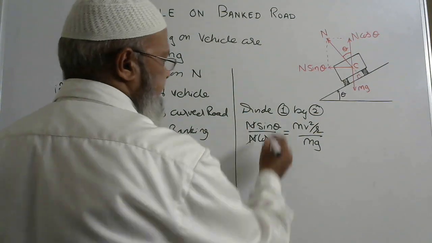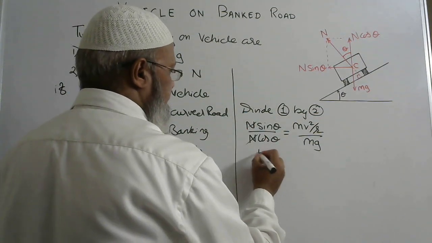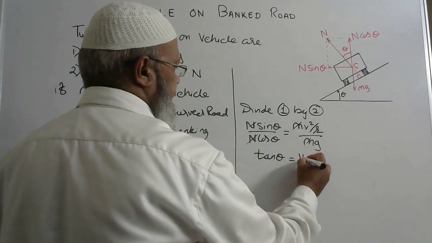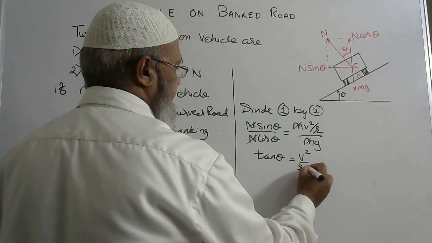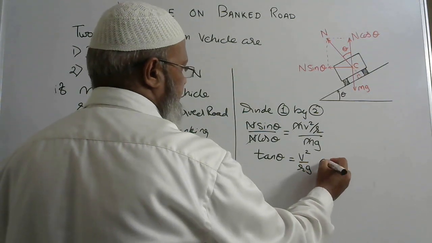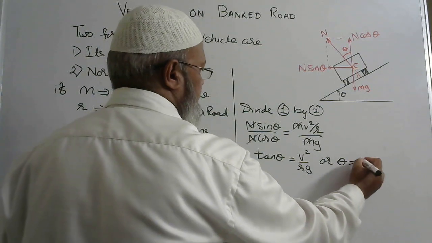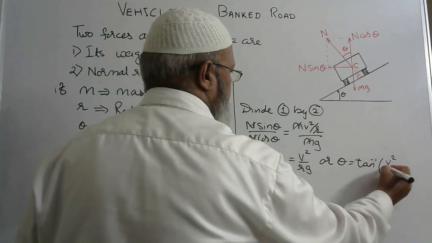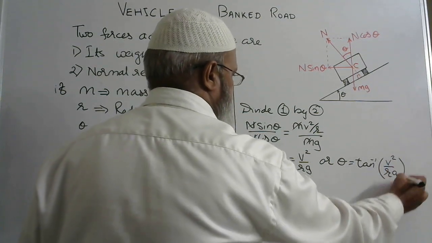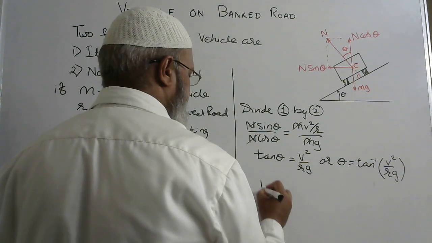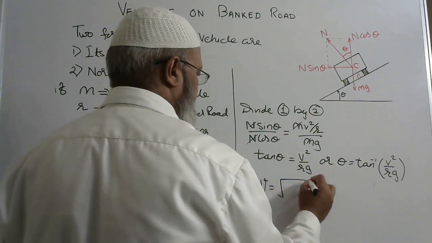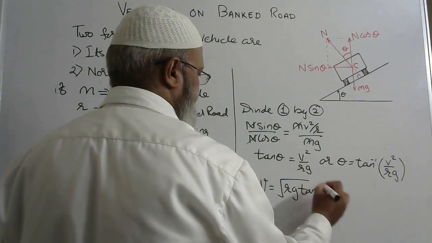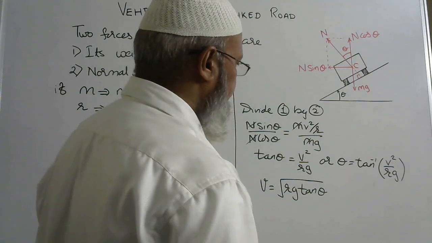So N will get cancelled. This will become tan theta. Okay, so tan theta equals, again this m will get cancelled, v square upon r g, or theta equals tan inverse of v square upon r g, or if you want to write in terms of v, v is equal to under root r g tan theta, where g is acceleration due to gravity.